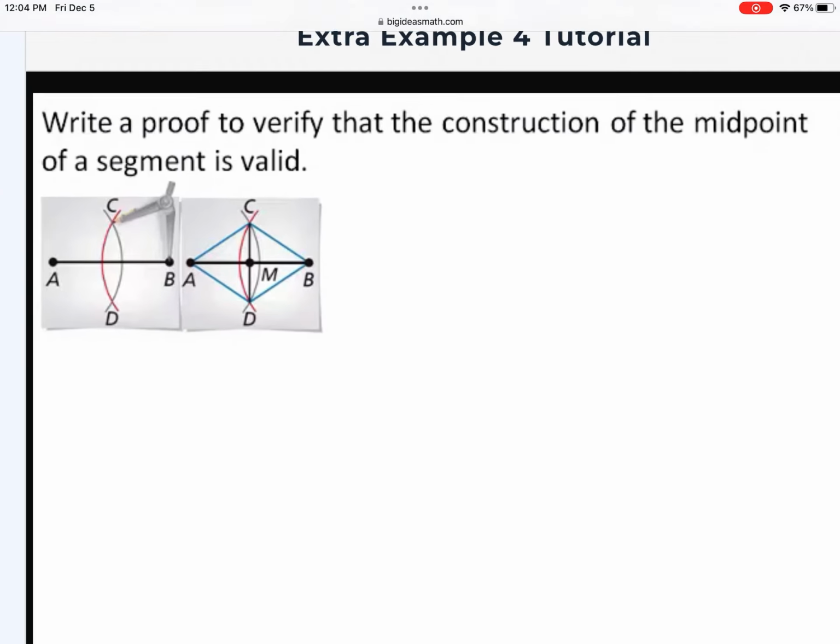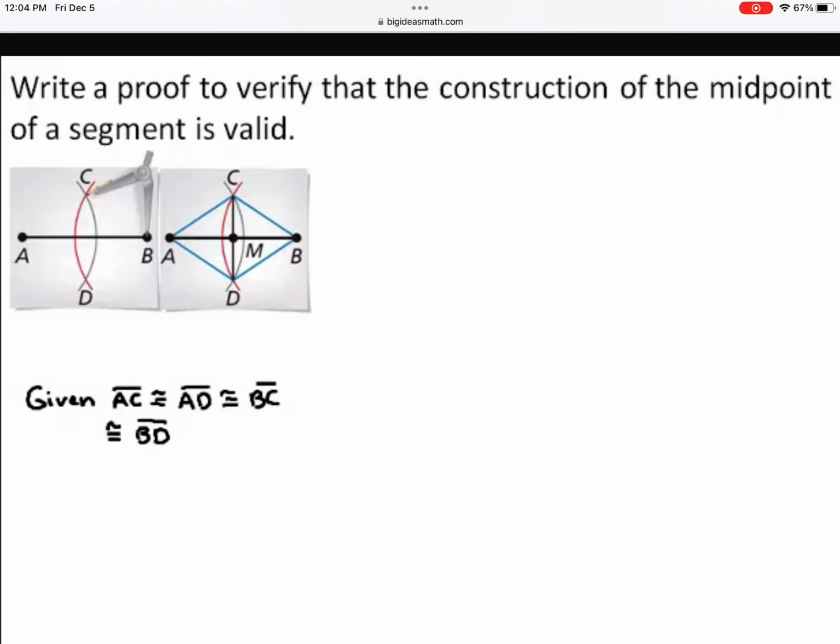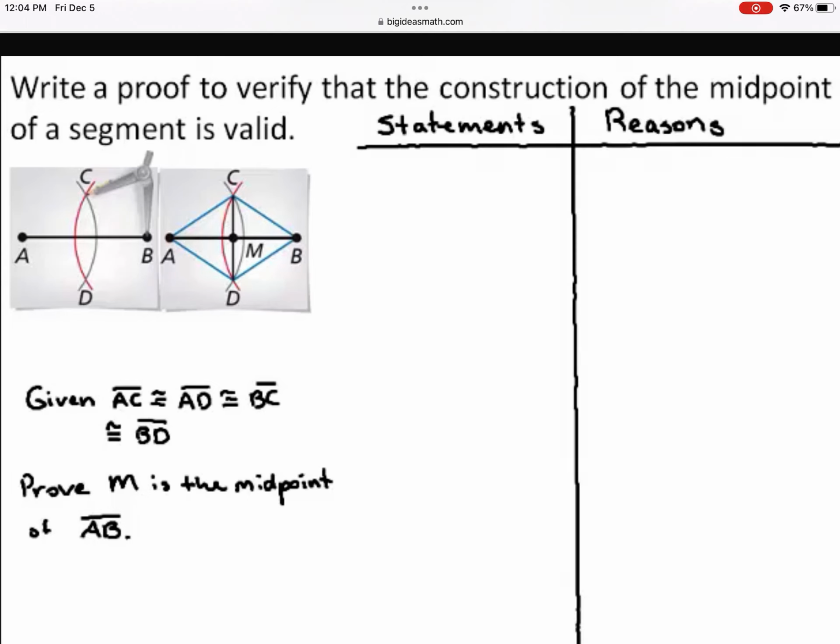Write a proof to verify that the construction of the midpoint of a segment is valid. Given that line segment AC is congruent to line segment AD, is congruent to line segment BC, is congruent to line segment BD, prove that M is the midpoint of line segment AB. Begin with the statements and reasons table.